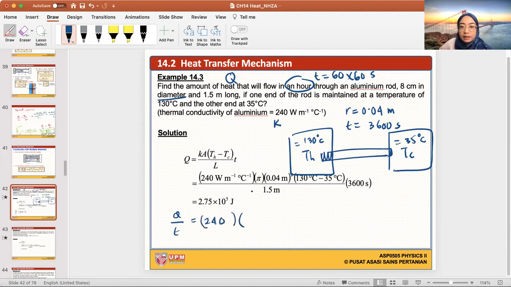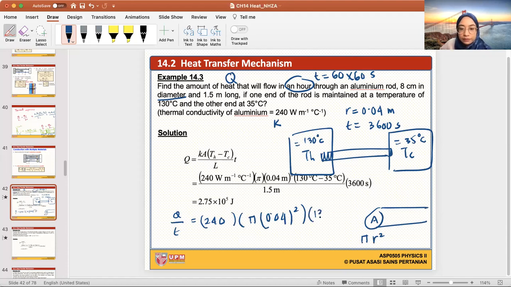What is your A? This is a rod, so the rod area is this circle, right? So it's pi r squared. So this is pi times 0.04 squared, right?